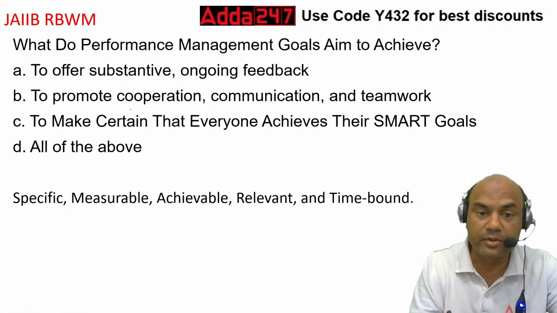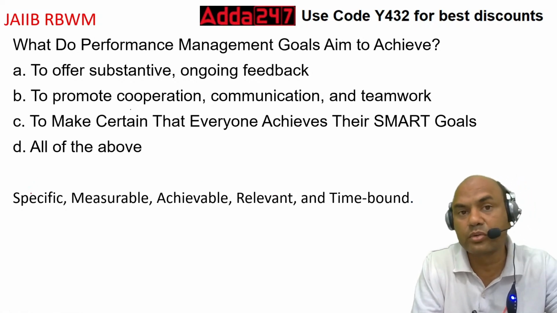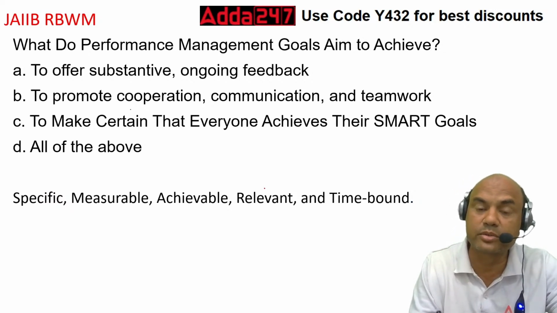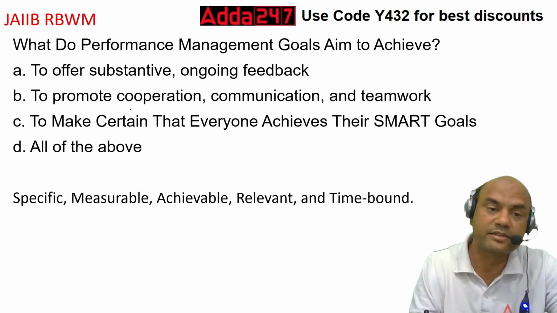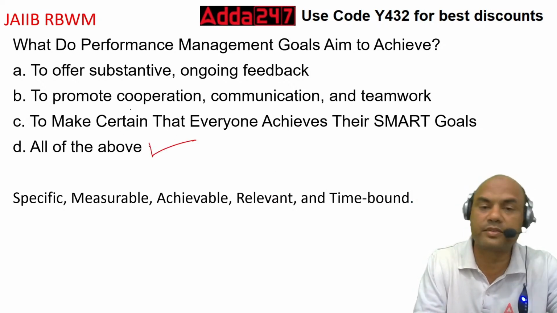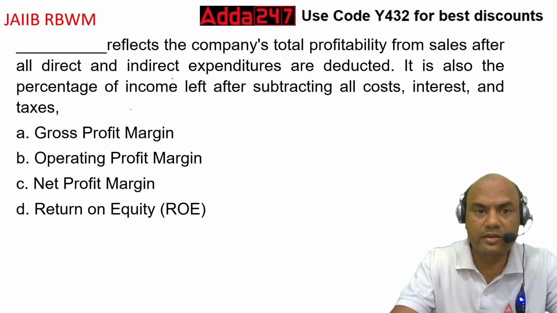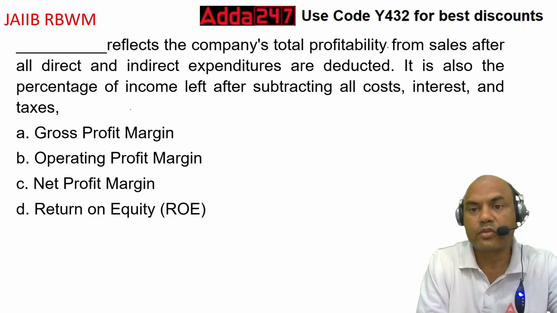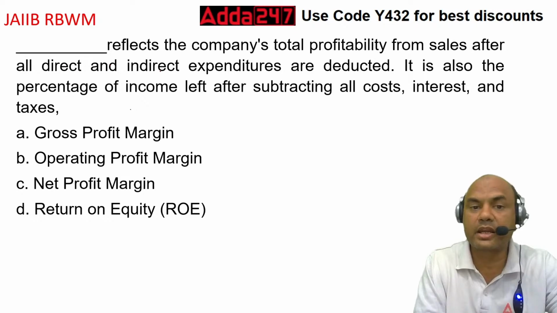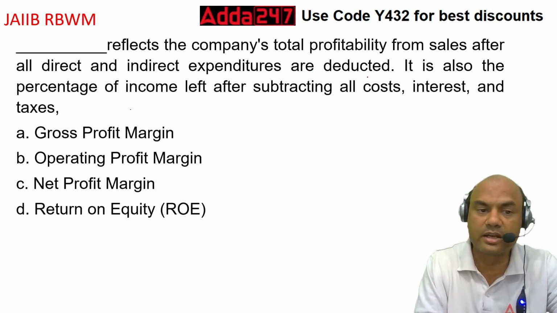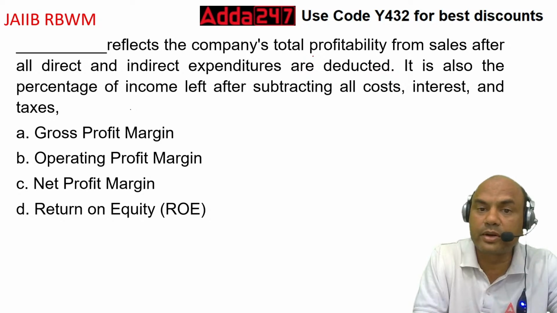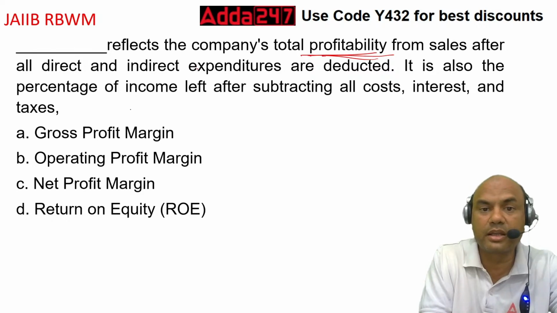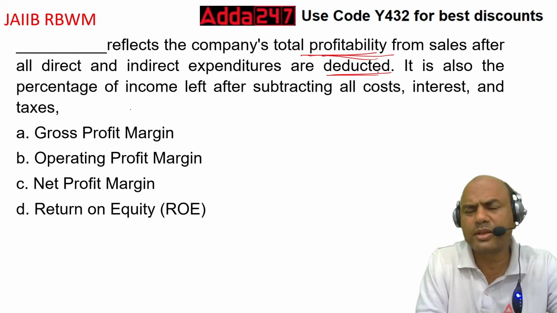So this is very important. Specific means related to typical objective. Measurable, achievable, relevant. These should be relevant today. And time bound, TATS. So the answer is all of the above, isn't it? Net profit margin reflects the company's profitability, total profitability from sales after all direct and indirect expenses are deducted. So total profitability from sales after deducting all the expenses. What do you mean by this?